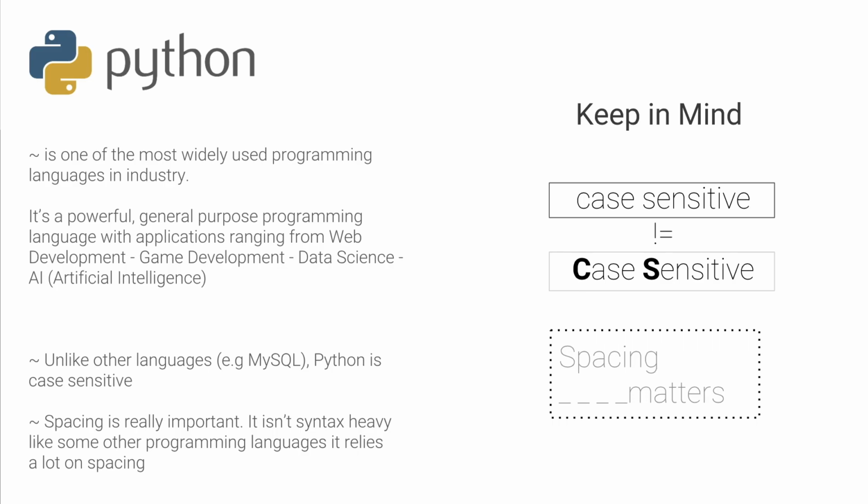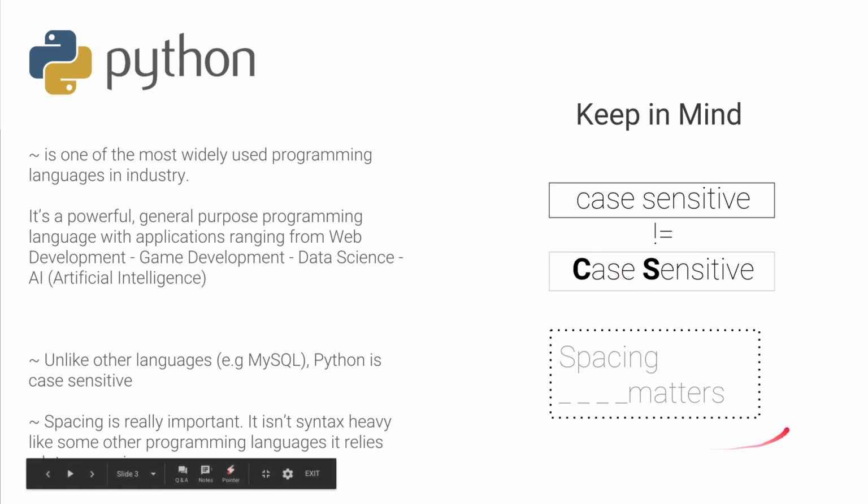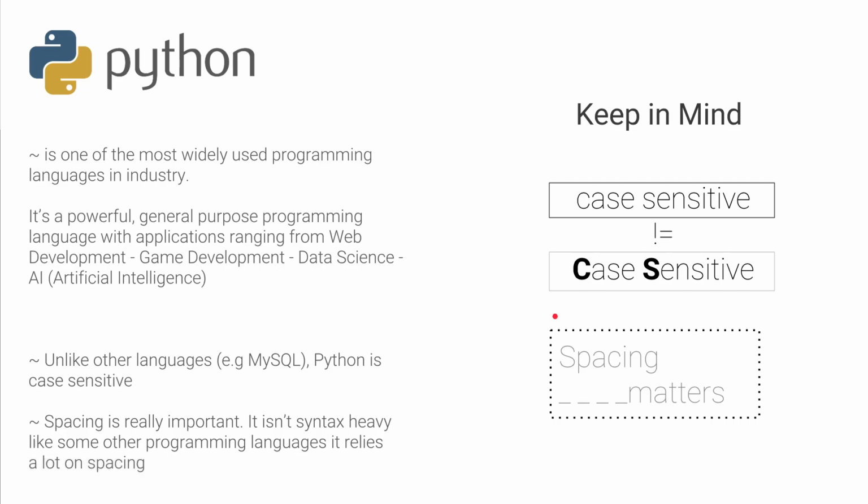The other thing to keep in mind is that spacing is really important in Python. Because Python isn't syntax heavy in comparison with other programming languages, it is generally a really light programming language in my opinion. It relies a lot on spacing. In Python, we use an indent. To separate each line, we use an indent, which is equivalent to 4 spaces.